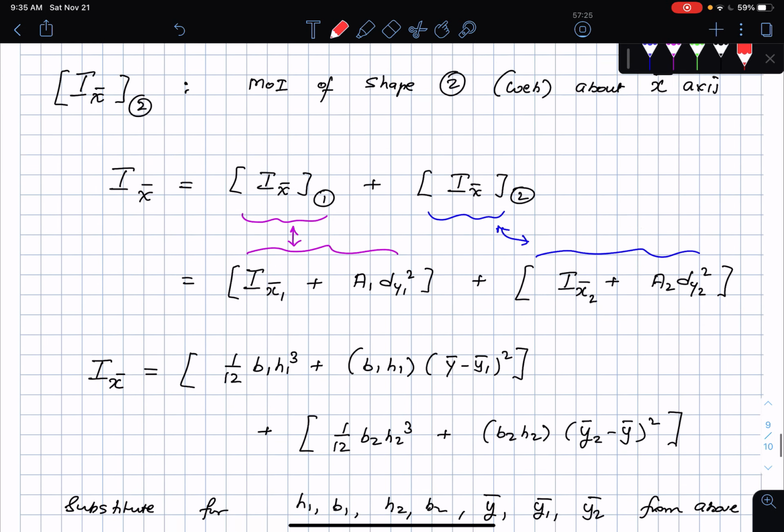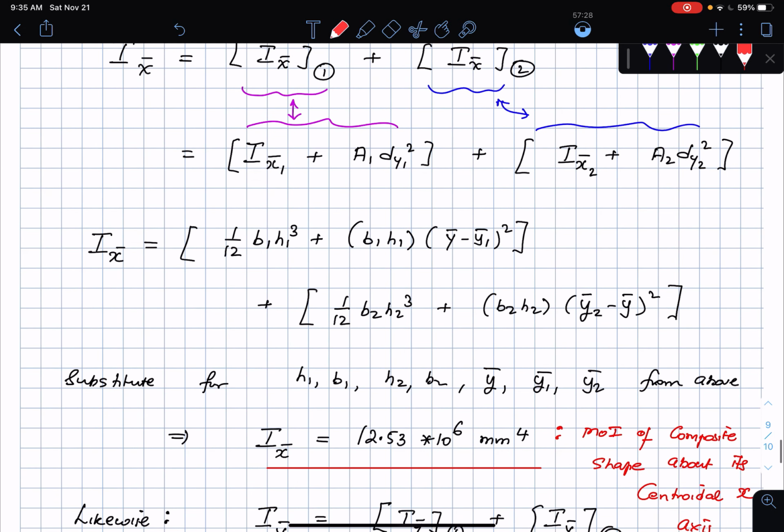Okay, so please go through these expressions once again, and I'll have more videos on calculating centroids and moments of inertia for different other shapes very soon.